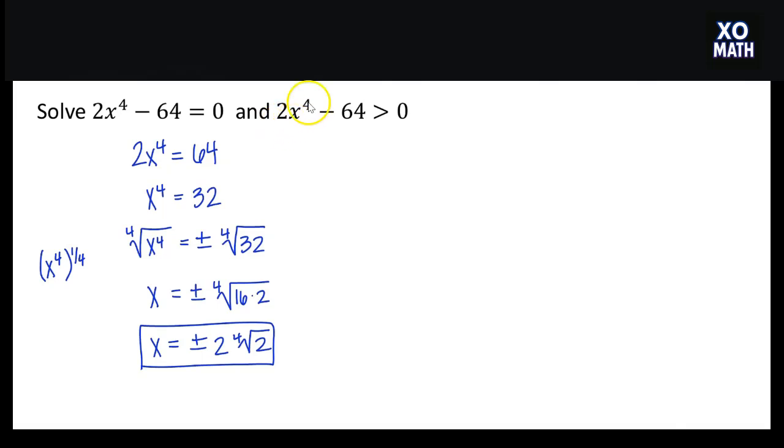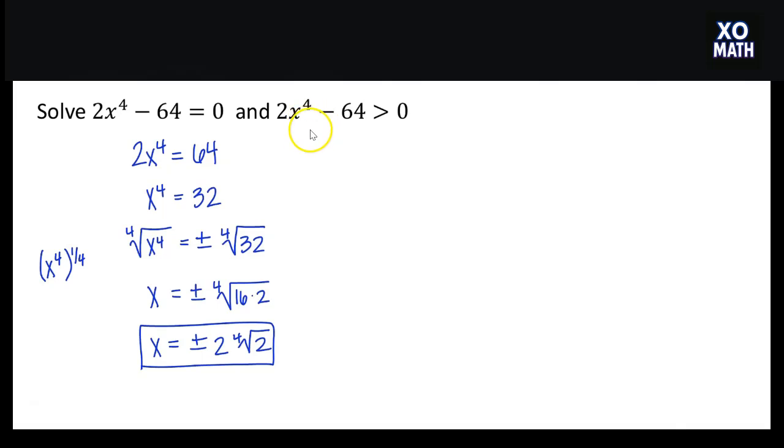Now let's solve 2x to the fourth minus 64 is greater than 0. It might be tempting to attempt to solve this problem using a similar method as solving the equation, where we try to isolate the x, but unfortunately it's not going to work in that same way, and that's because this is an even degree polynomial.